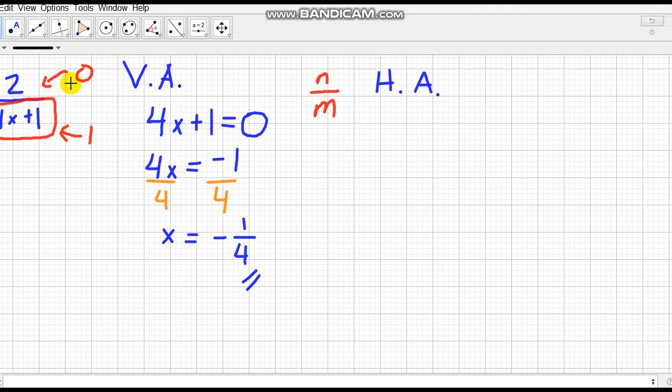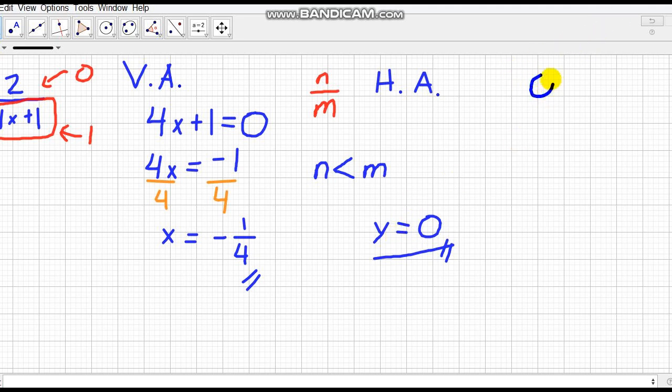Since our n is 0 and our m is 1, then we can say here that n is less than m. So what we're going to have is y equals 0 as our horizontal asymptote automatically. Since n is less than m, then automatically y equals 0 is a horizontal asymptote.